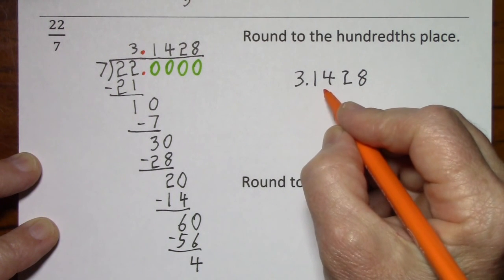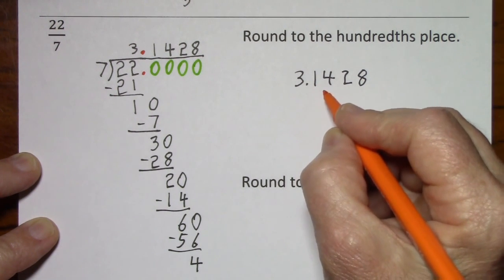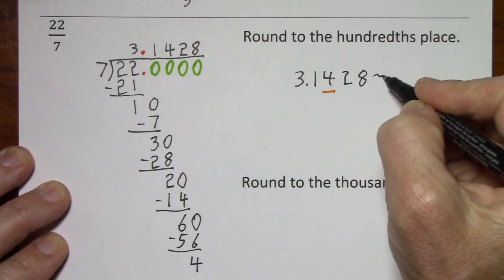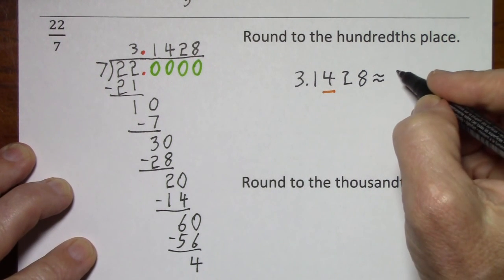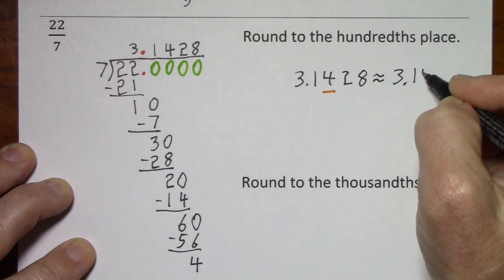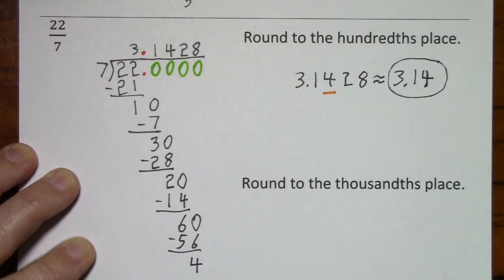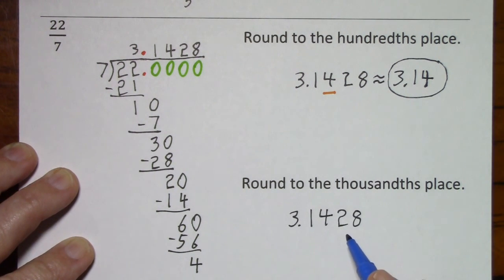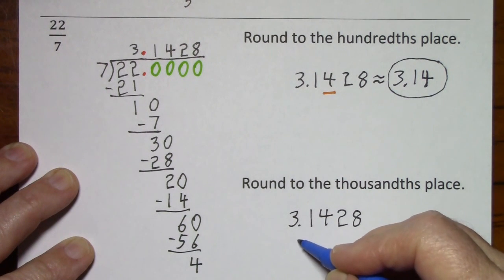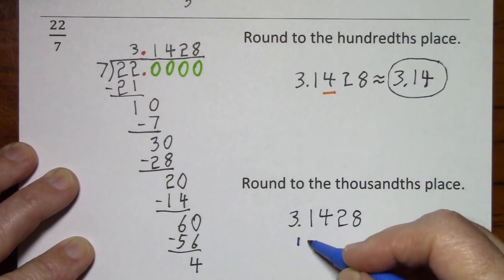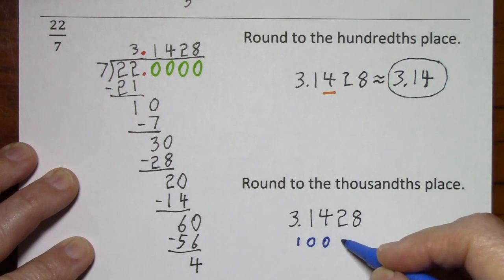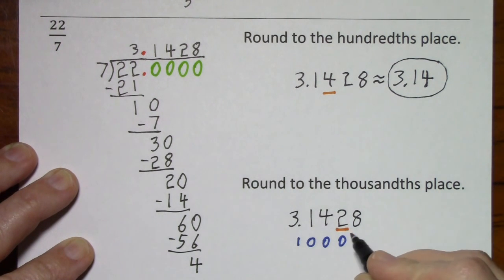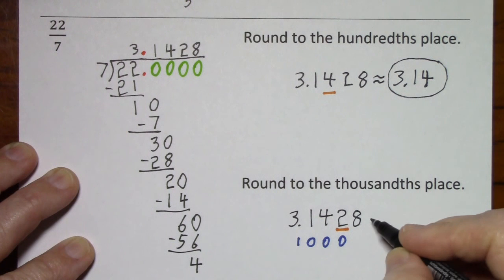I like to underline the hundredths place. Remember, it's tenths, then hundredths. Looking at the next digit, it's 4 or less, so I'll round down. I'm going to say it's approximately equal to. If I was asked to round to the thousandths place, first I'll indicate the thousandths place. If you're not sure, you can put a 1 under the decimal and then a 0 under each digit until you've written 1,000. I like to underline the digit. You look at the next number, it's 5 or greater, and round up.